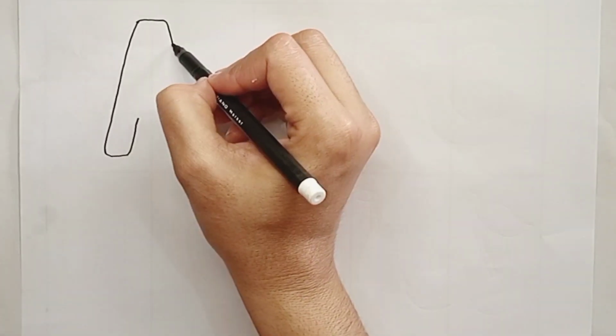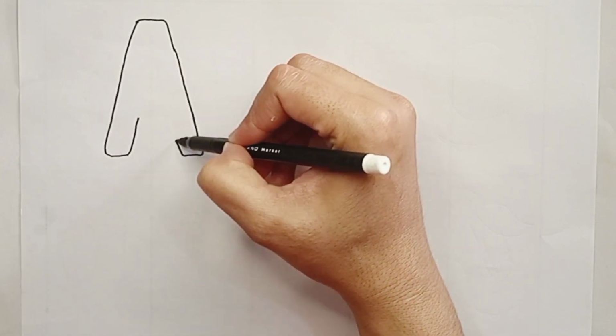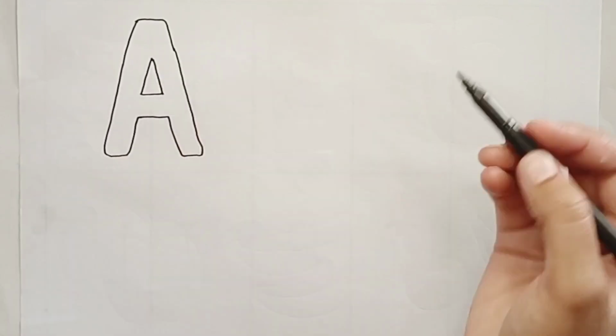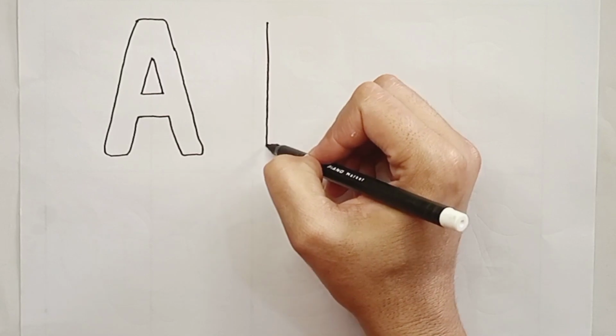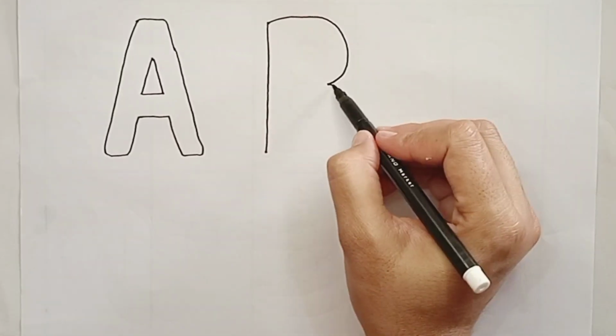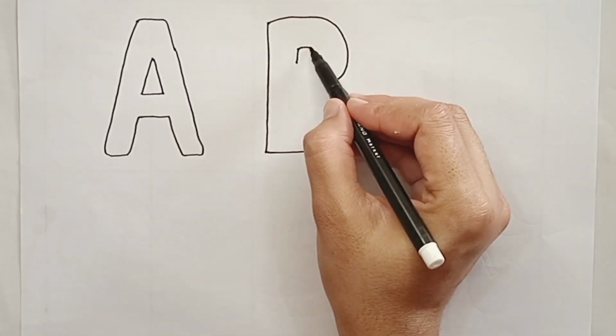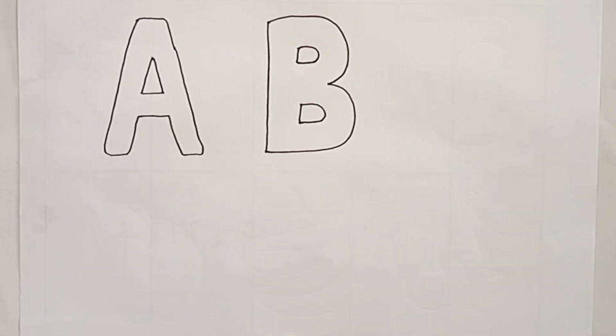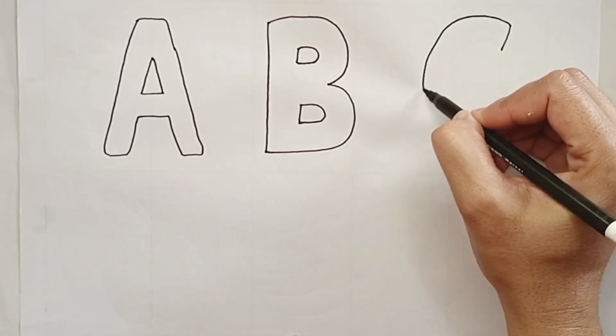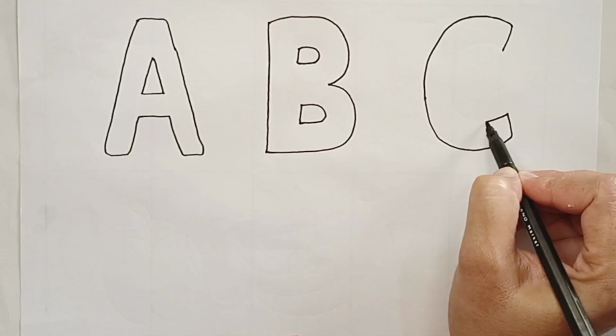First we draw here letter A. This is letter A. Now we draw letter B. And now we draw here letter C.